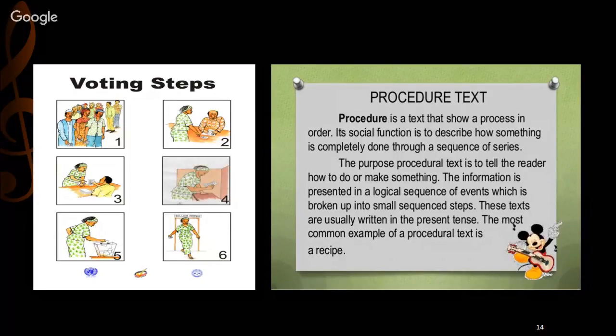The information is presented in a logical sequence of events, which is broken up into small sequenced steps. Each step is in chronological order. These texts are usually written in the present tense, usually simple present tense. The most common example of a procedural text is a recipe.